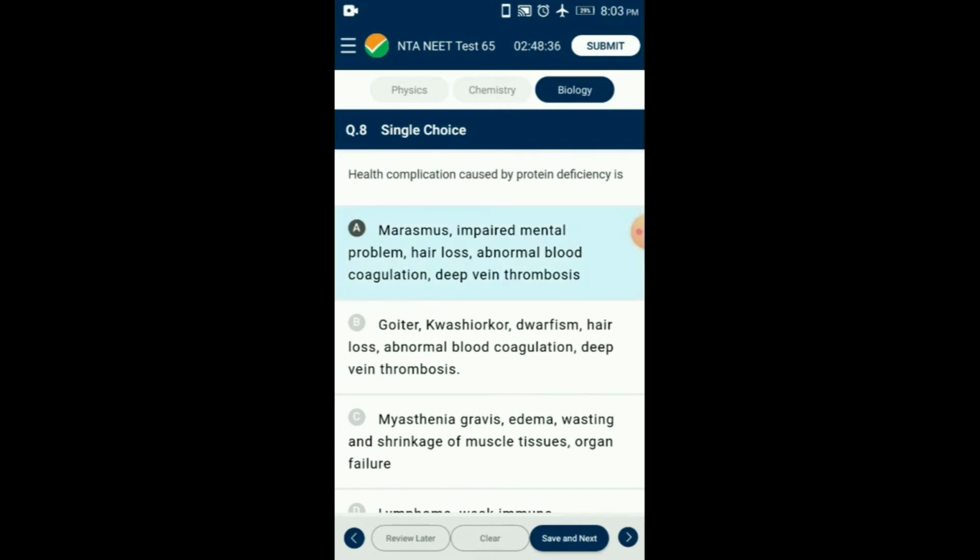Marasmus, impaired mental problems, hair loss, abnormal blood coagulation, deep vein thrombosis.